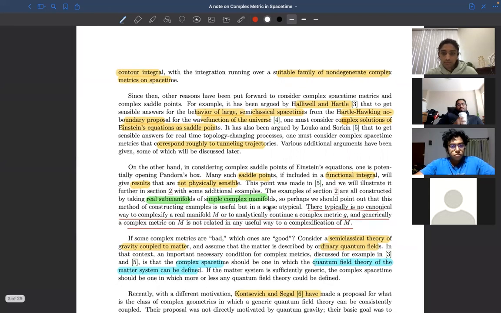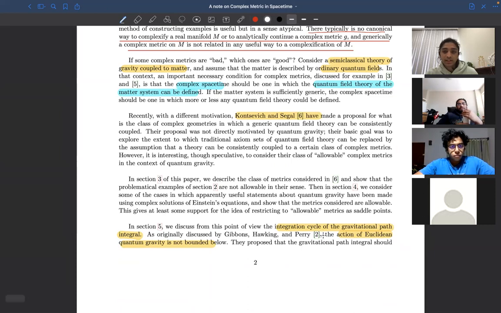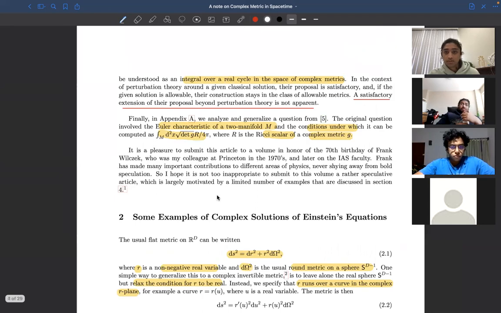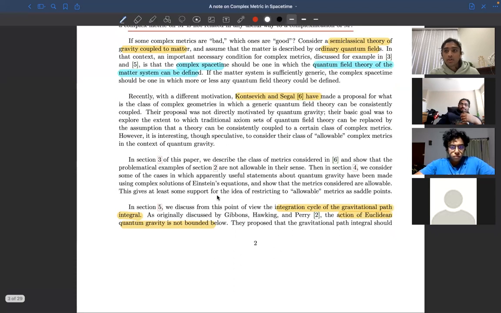Okay. So let's see. And also he tries to connect this criterion to finding an integration cycle in the complex plane, since we have complexified the metric. What is an integration cycle? Basically the contour along which you can integrate the path integral, because you can take different contours in the complex plane over which you can integrate the path integral.